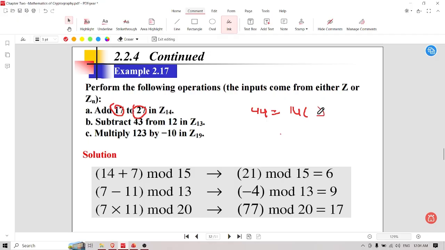Now 14 multiplied by a number plus a number needs to be equal to 44. If we say 1 time 14 would be 14, 2 times would be 28, 3 times would be 42, plus 2 we will get 44, so now the remainder is 2, and so on for the others. It is just the same solution in here: subtract 43 out of 12 and mod 13 and so on.